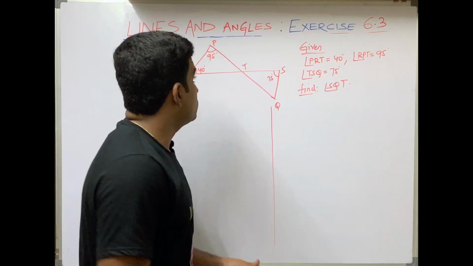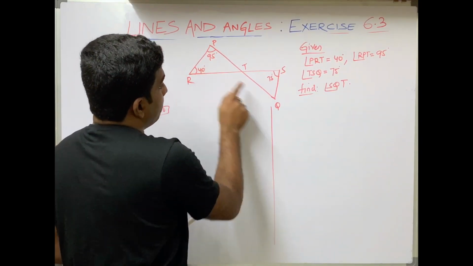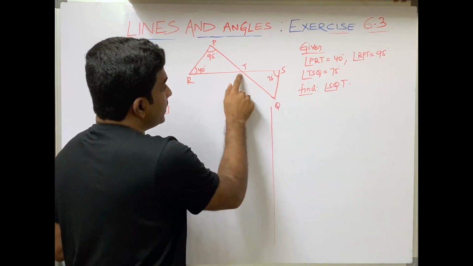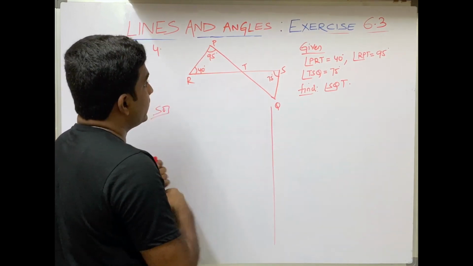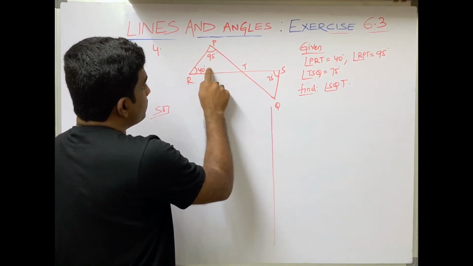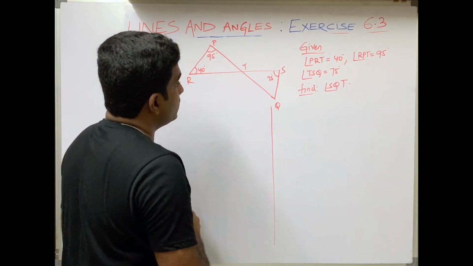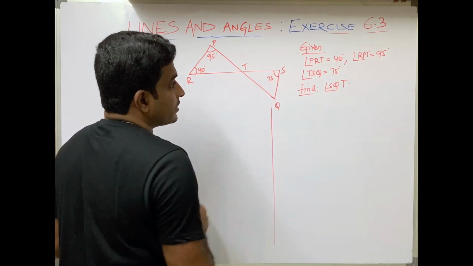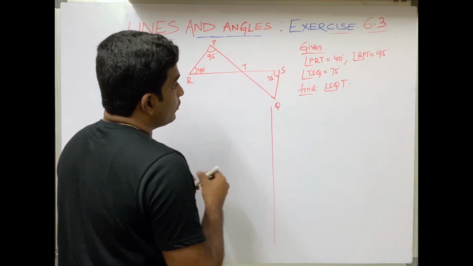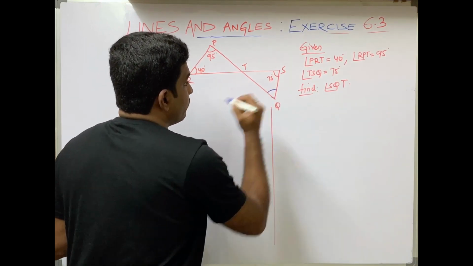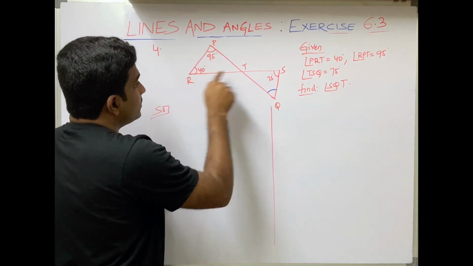The next problem is PQ and RS intersect at point T. Then they gave angle PRT as 40 degrees, angle RPT as 95 degrees, angle TSQ as 75 degrees. Now we have to find angle SQT. We have to find this. First we'll consider the triangle.